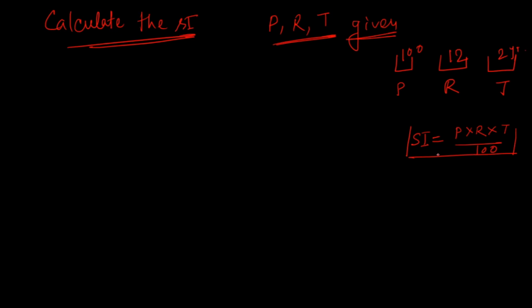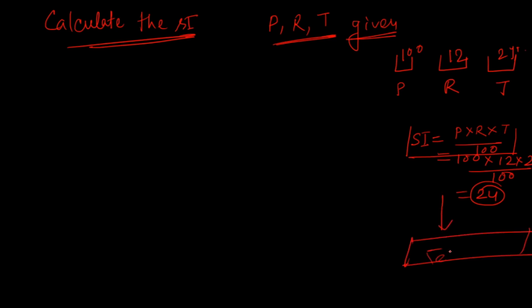We are processing this formula in our head. So what will this be? P is 100, R is 12, into 2 by 100, which will be 24. We are calculating in our head, or we are just penning down the solution, and next we are telling the solution, telling the simple interest.